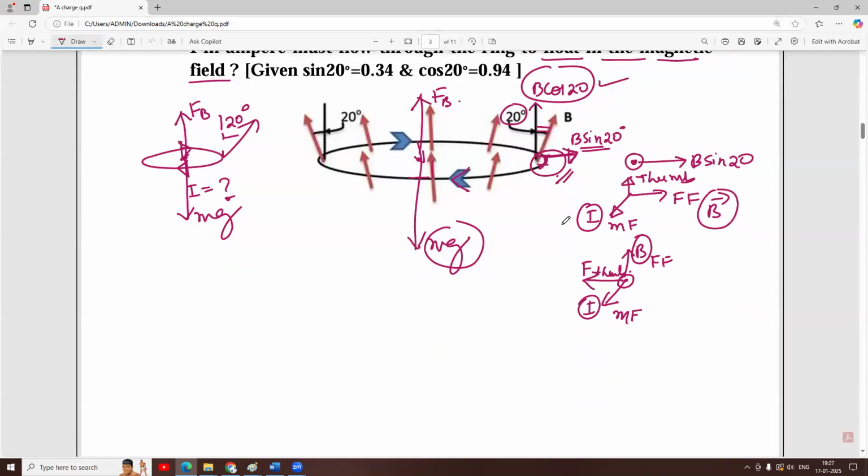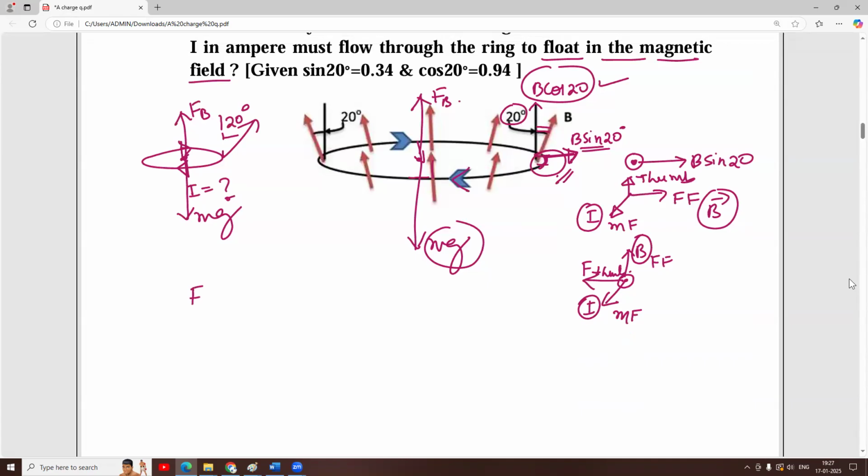Okay, so now we have to compare them. The force due to the magnetic field should be balanced by the force due to the gravitational field. You know that the force due to the magnetic field on a current carrying conductor placed in a magnetic field is I L cross B, that is I L B sin theta. So I L B sin theta is equal to mg.